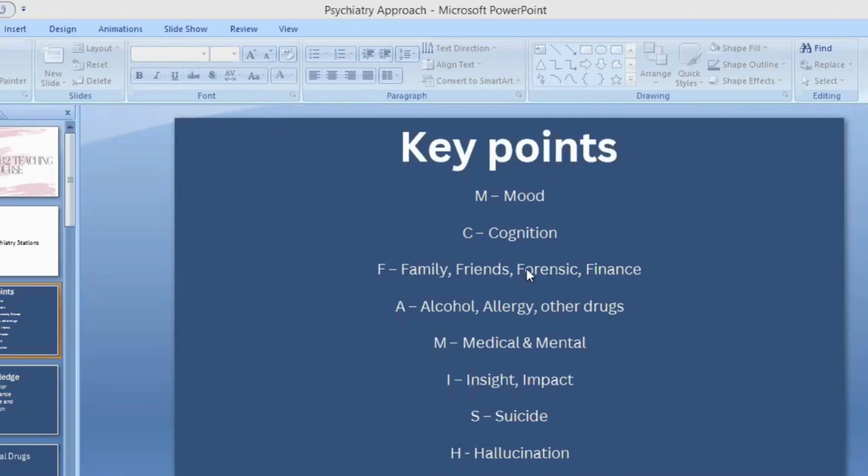And cognition includes checking orientation. We should signpost before asking questions related to cognition, like: my questions may seem a bit too simple, but please bear with me. Then we can ask: can you tell me which day it is? Can you tell me the date? Which year is it? Can you tell me the name of the city? Can you tell me who I am? Can you tell me who you are, and why you're here? Like this, we can check the orientation.